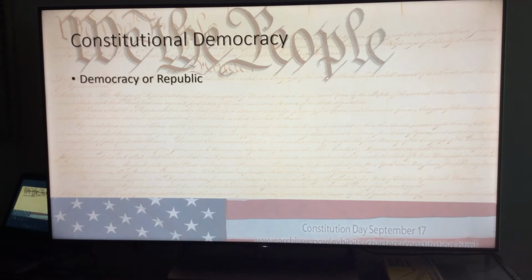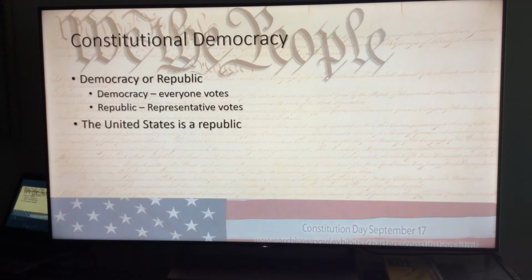Constitutional democracy. Are we a democracy or a republic? Most of the time you hear it's a democracy. Not necessarily. In a pure democracy, we vote on everything. We do not vote on everything. In a republic, representatives vote. So the U.S. is a republic. It is not a true democracy. It is a form of democracy, but it is a republic. We send representatives to speak for us. We don't vote on everything that comes forward.